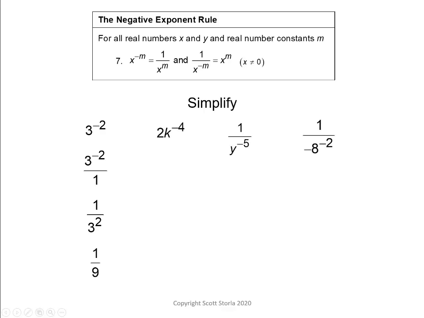Try these three. For this one, I think of it as the numerator of a fraction. The 2 is not being affected by the exponent, so it's just going to stay in the numerator. But the base of k will go to the denominator, and the exponent will become positive 4. For this one, the y with an exponent of negative 5 will go to the numerator, and the exponent will become positive. You don't have to write this 1 here. You can just write y to the 5th, and that's fine.